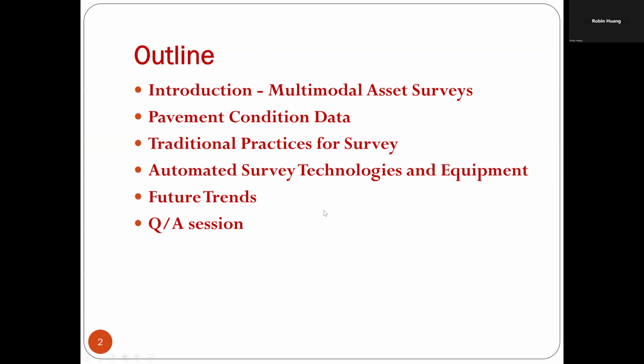First, let's outline the content of this presentation. We will give a brief introduction of the multimodal asset survey, then spend some time on the pavement condition data, including the traditional practice for survey and automated survey technology and equipment. Then give a brief introduction of the future trend. Then I will leave about 15 minutes for the question and answer section.